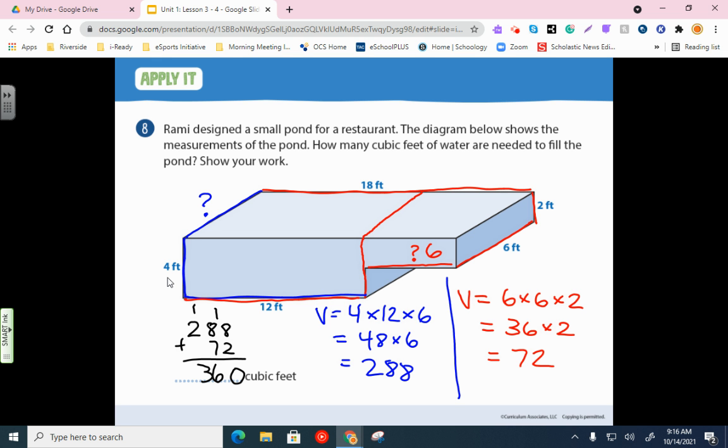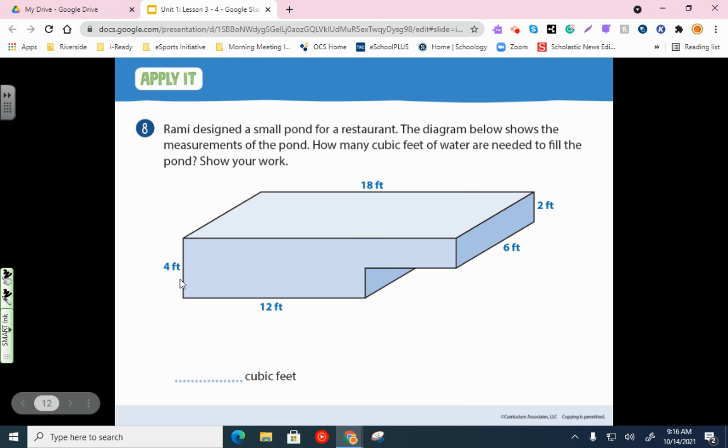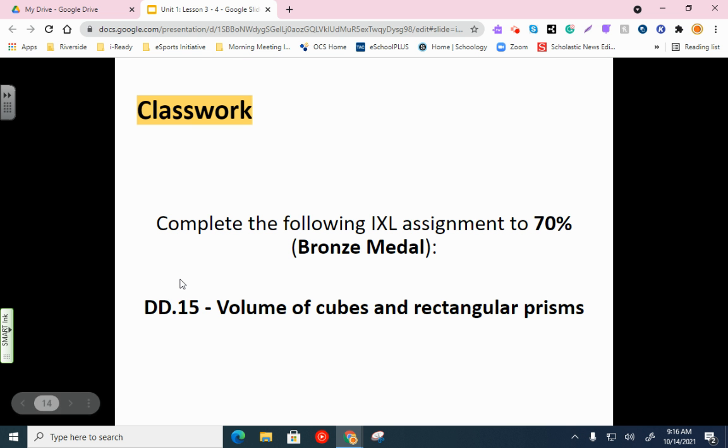All right, and like I said, we're skipping 9. Just again, for the sake of time. I know we only have a limited amount of time, and I'd like everyone to get a chance to get started on today's homework, which is IXL. It's going to be DD15. To find the volume of cubes and rectangular prisms, you'll be given 3 measurements, and you have to multiply them to get your answer. I think that's a great warm-up before we do our quiz on Friday.